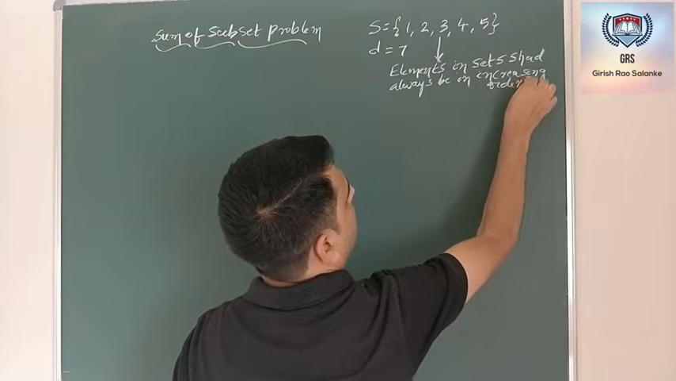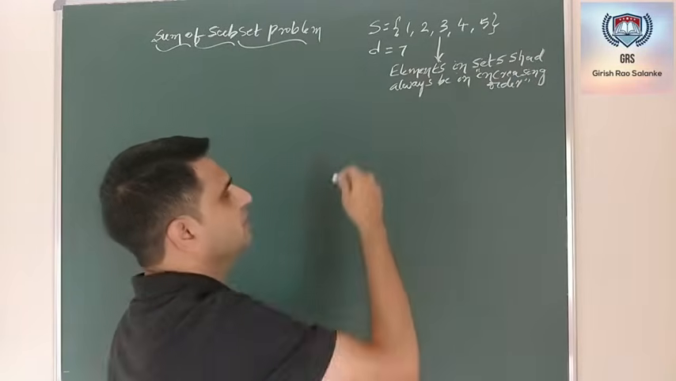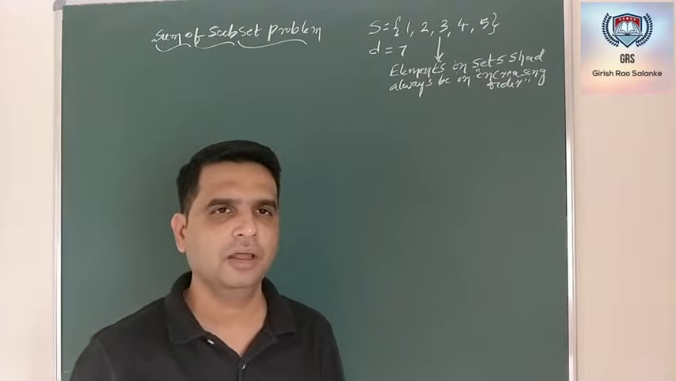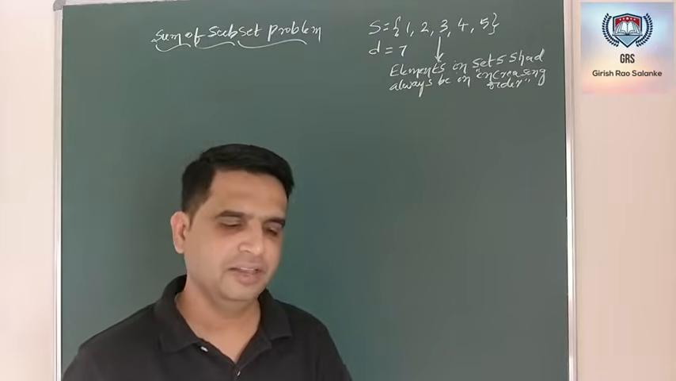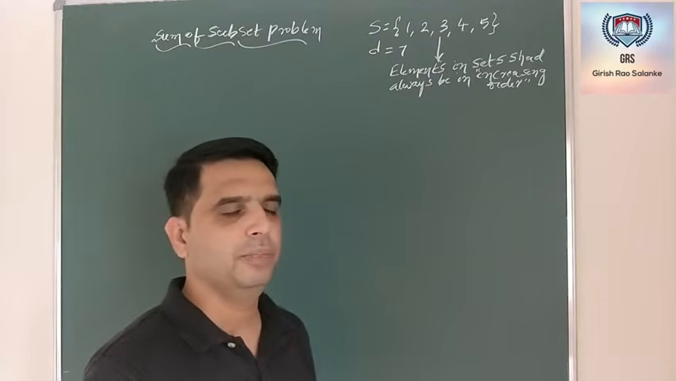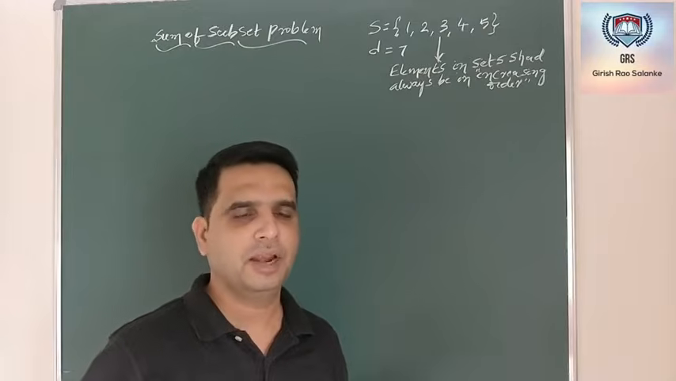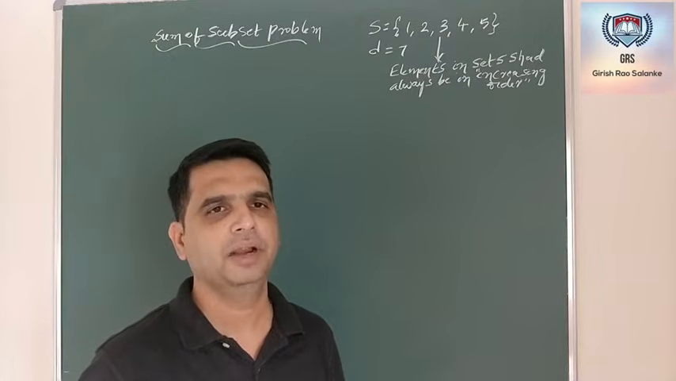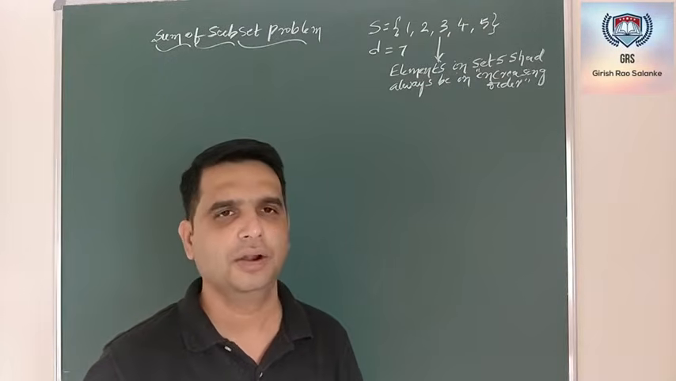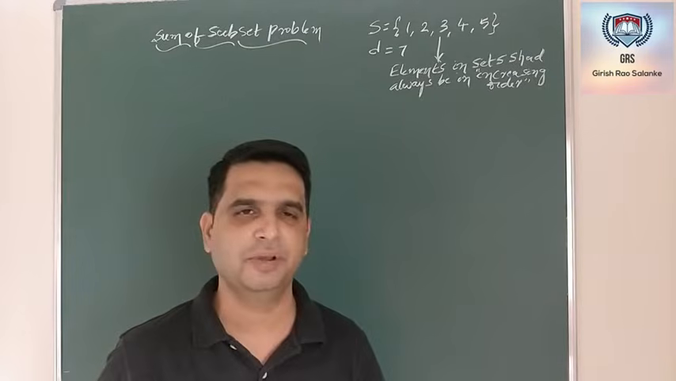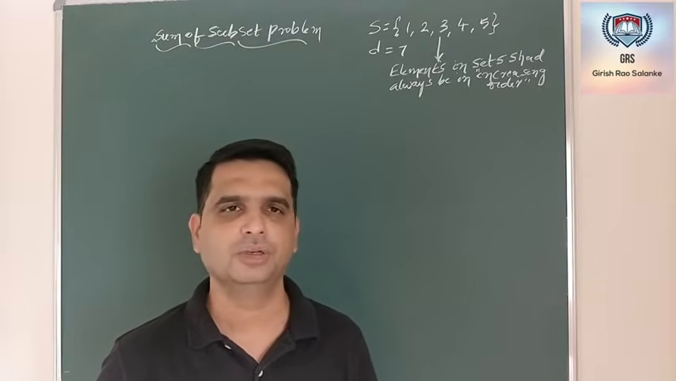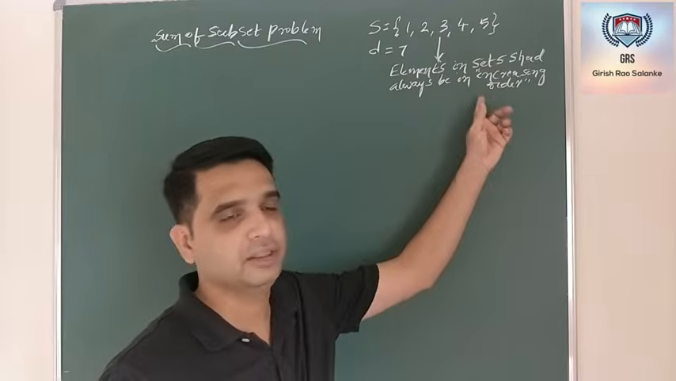This is a must. In case the elements in the set S are not in increasing order, you need to arrange it first and then you should try to build the state space tree. Without having the elements in set S in increasing order, if you try to build the state space tree, then you will not get the solution at all. This is one of the important things.